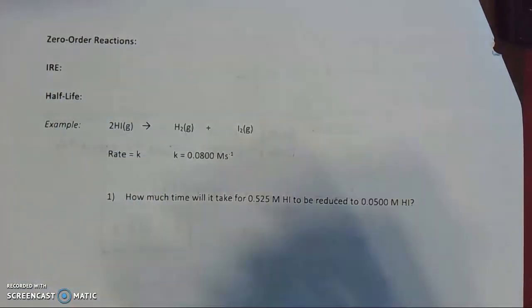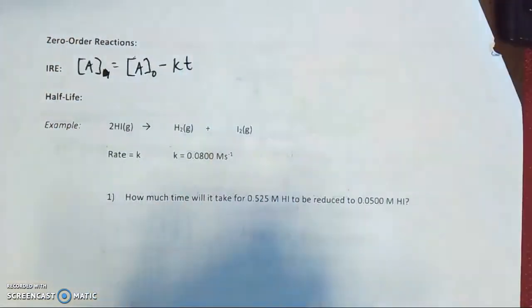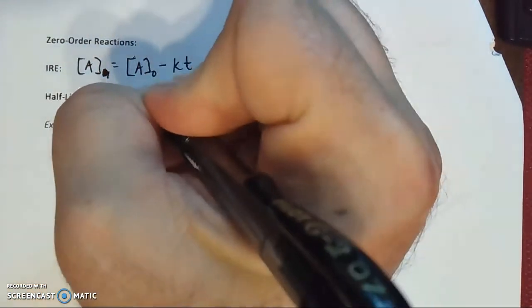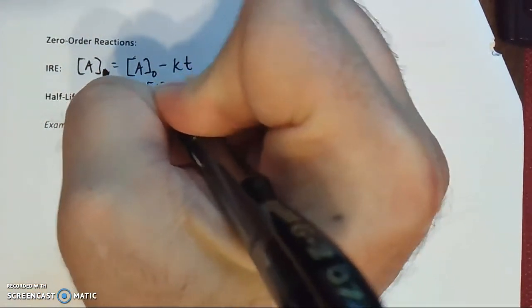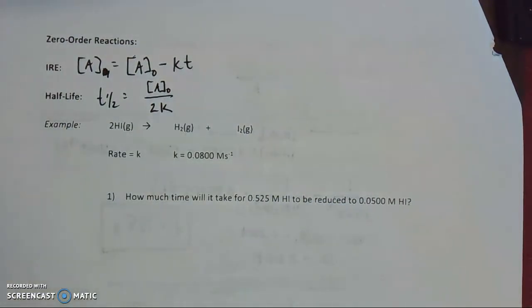So our integrated rate equation is A is equal to A sub 0 minus kt. Our half-life, t 1/2, is equal to A sub 0 over 2k. I'm not going to go over the derivation.